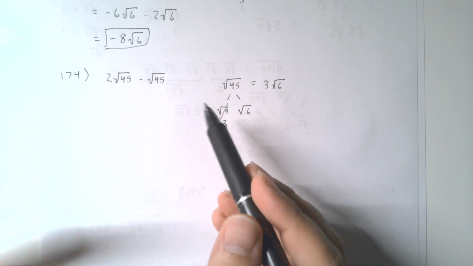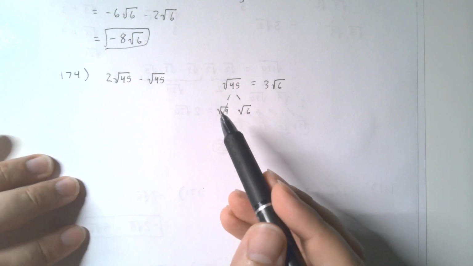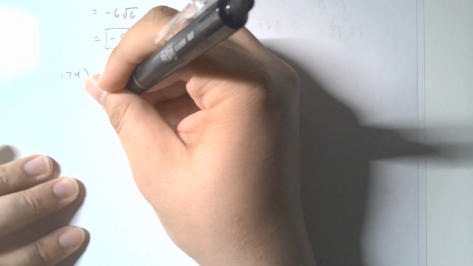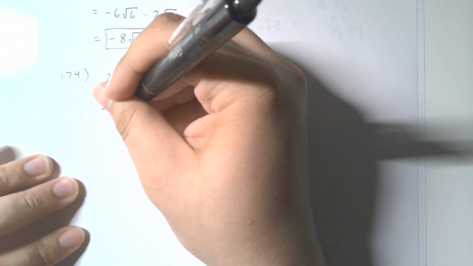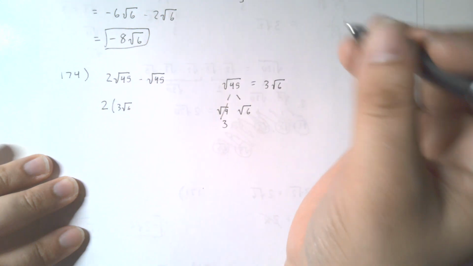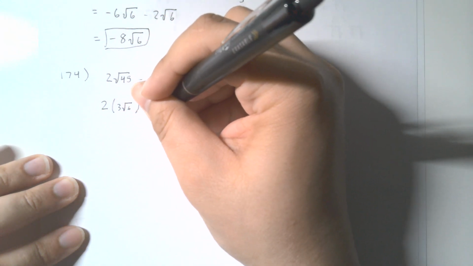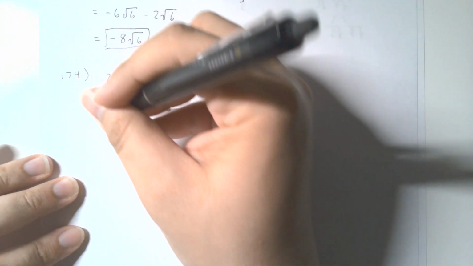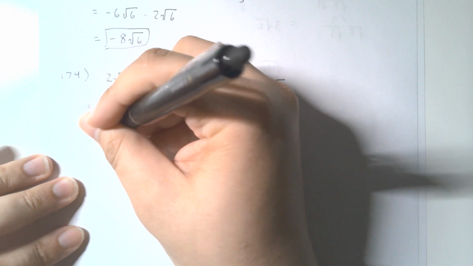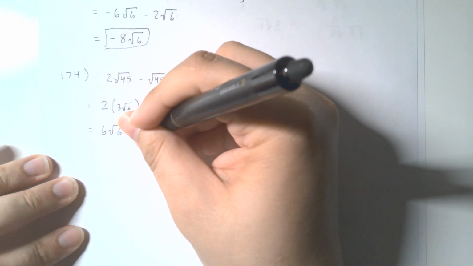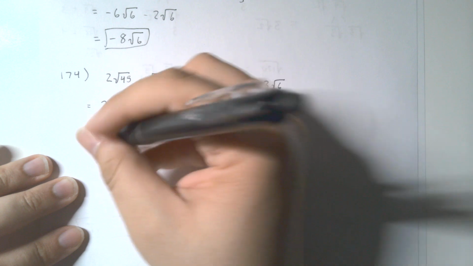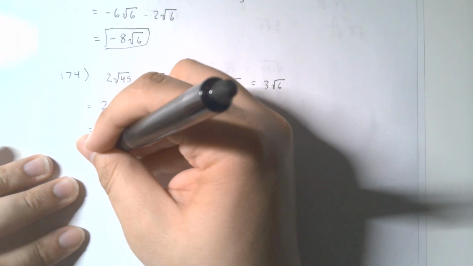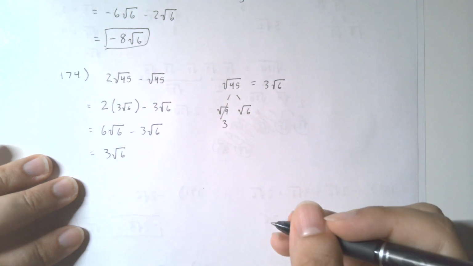So there's actually two different ways we can go about this. We can replace the square root of 45 with 3 square root of 6. So 2 times 3 square root of 6 minus 3 square root of 6. Do our multiplication. We have 2 times 3, which is 6 square root of 6, minus 3 square root of 6. And we end up with 6 minus 3, which is 3 square root of 6. And we have this as our final answer.